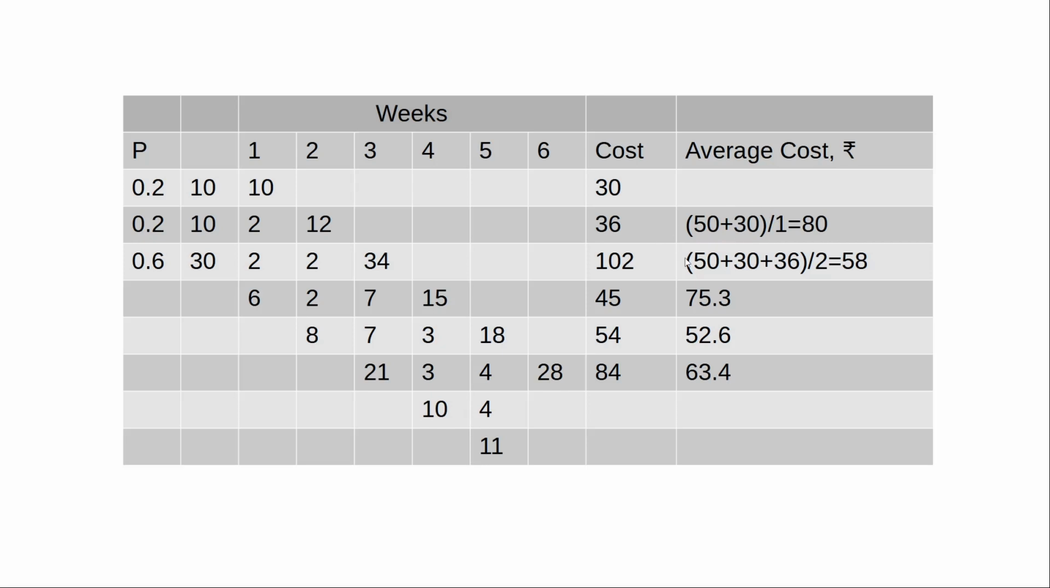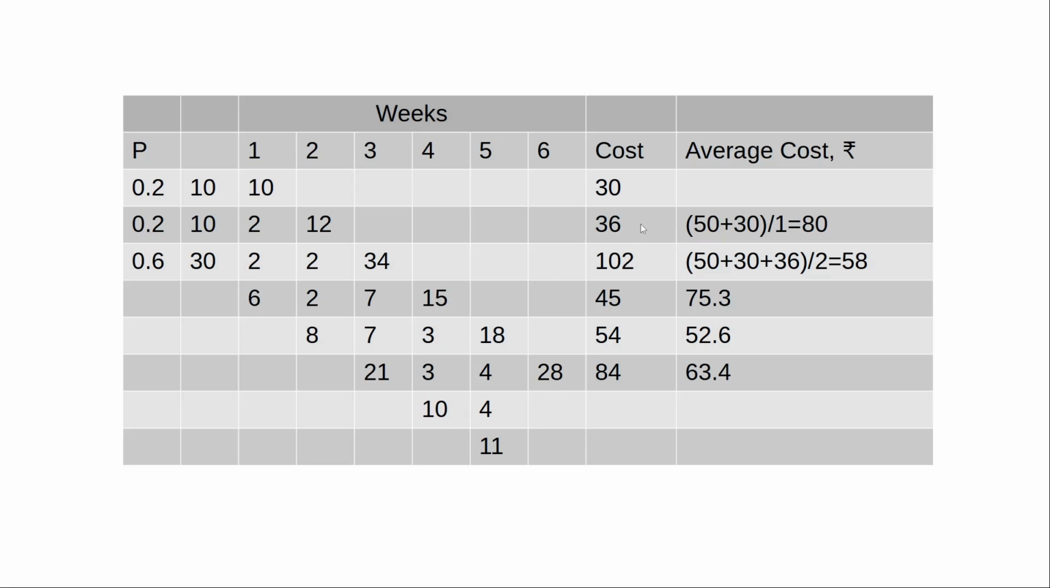Now, let's say we have entered the third week. In the third week, if we choose to replace 50 bulbs, our average cost is going to be 50 plus 30 plus 36 divided by 2. That's going to be 58 rupees. Now, this is way lesser than the cost that we would have incurred in case we wouldn't have replaced all the bulbs, because 34 bulbs would fail, and that would cost us 102 rupees.